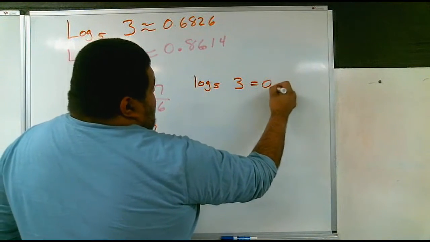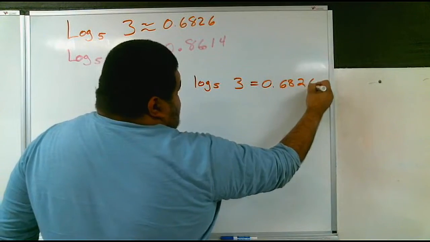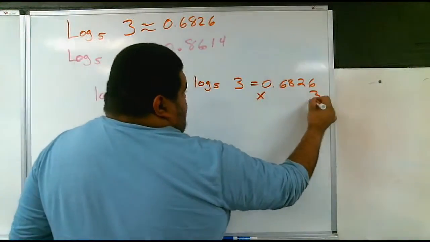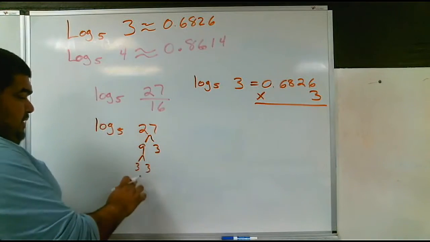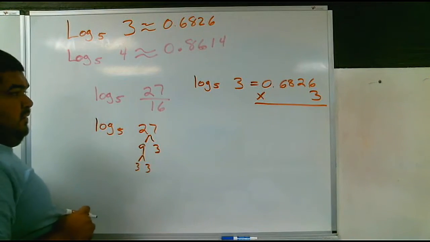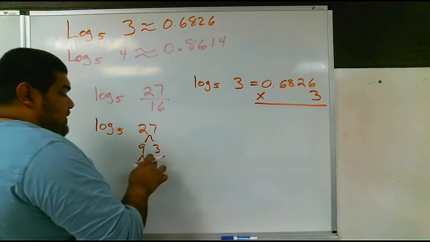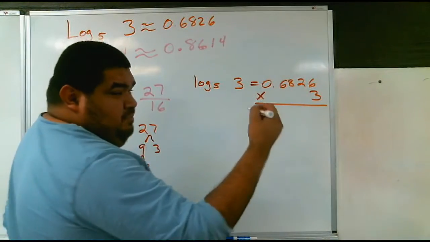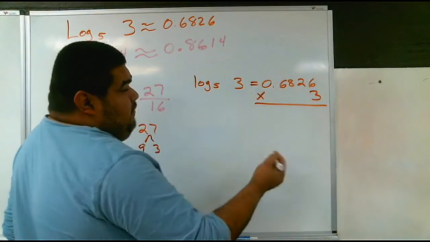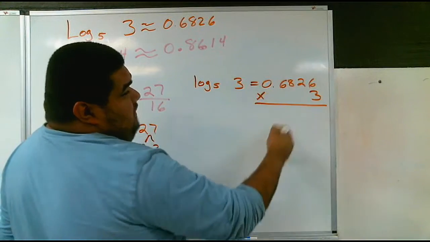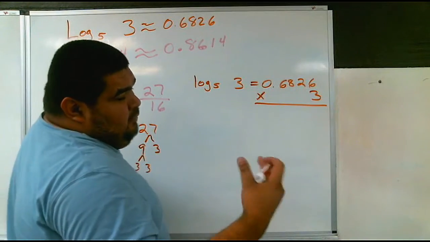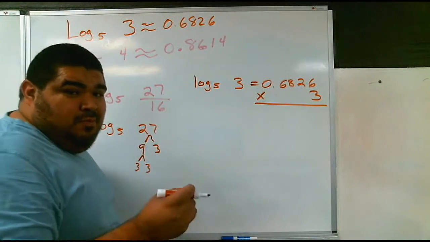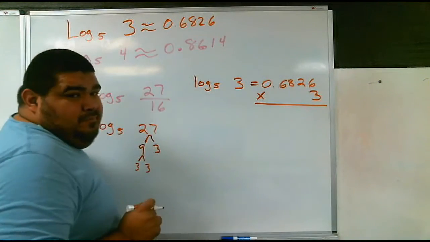equals 0.6826 times 3, okay? Because remember, you have 3 of them. Since you're adding them, okay? I don't want to add, to save time, I'm going to multiply by 3 instead of doing 0.6826 plus 0.6826 plus 0.6826. All I'm going to do is do it all together in one problem. Just multiply by 3. Okay?